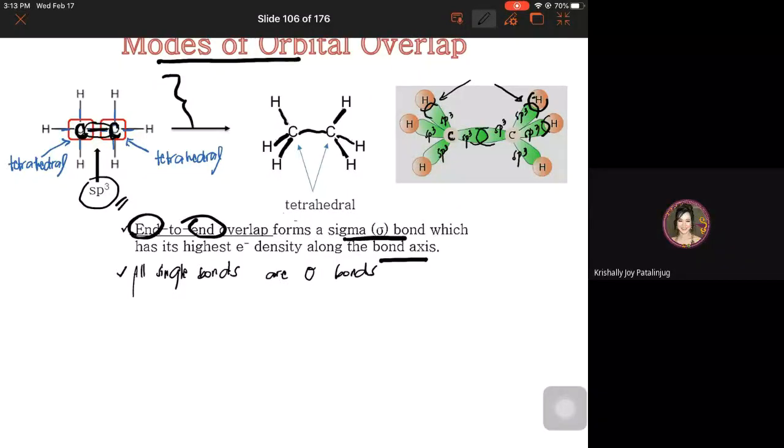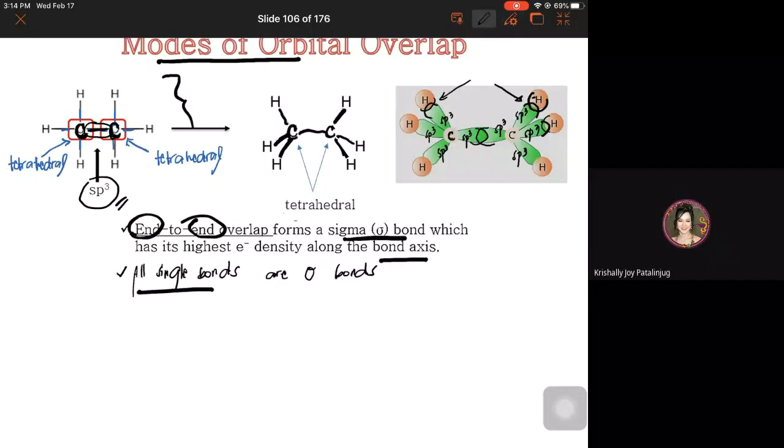One sigma bond is formed between carbon and carbon. Okay, the rest, the 6 sigma bonds, are between carbon and hydrogen in this molecule of ethane. So remember, all single bonds in a covalent bond are sigma bonds. So that would be the first type of covalent bond, the sigma bond. This is formed via end-to-end collision, or end-to-end overlap, of orbitals.